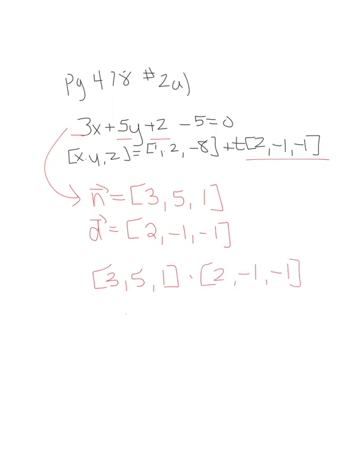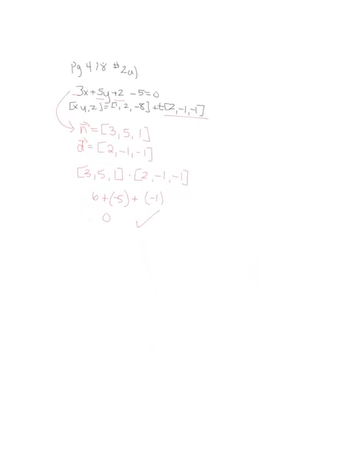So 3 times 2 is 6, plus 5 times -1, which is -5, plus 1 times -1, which is -1. So that dot product is 0. So this confirms that the line and the plane are parallel. The next thing that I have to do is determine if they're distinct or coincident.